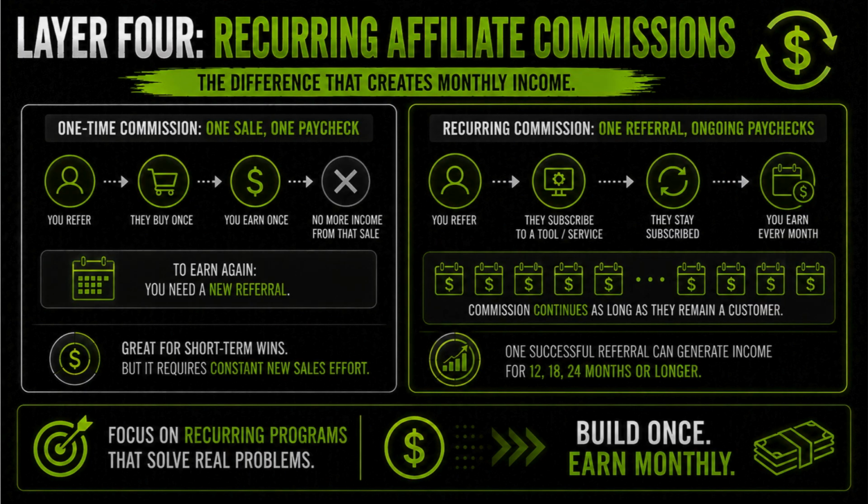Income layer 4, recurring affiliate commissions. The distinction between one-time and recurring affiliate programs matters enormously for monthly income. A one-time commission earns when a referred buyer purchases, and the sale happens once, the commission arrives once, and to earn again, a new referral is required. A recurring commission earns when a referred customer subscribes to a software tool or subscription service, and then continues earning every month that customer remains subscribed. One successful referral can generate commissions for 12, 18, 24 months or longer.